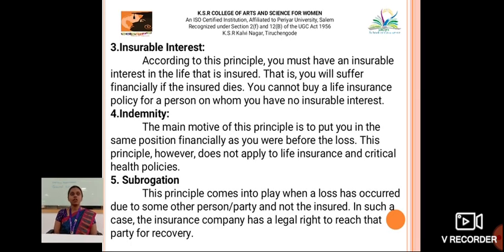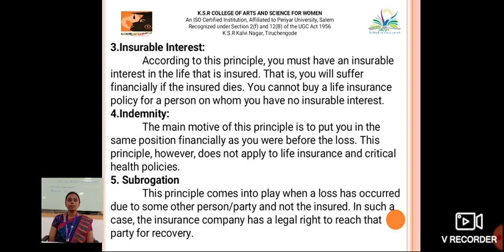Insurable interest. According to this principle, you must have an insurable interest in the life that is insured. That is, you will suffer financially if the insured dies. You cannot buy a life insurance policy for a person in whom you have no insurable interest.